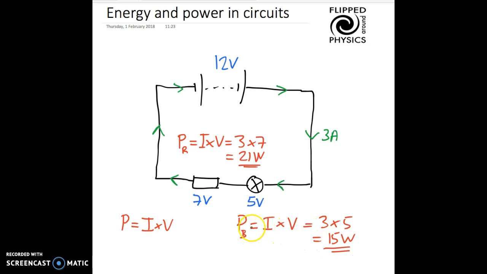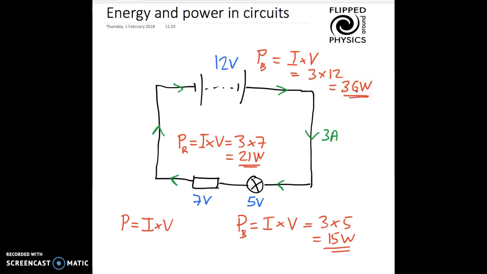So what we're saying is that the energy given out per second by the bulb is 15 joules per second, and the energy given out by the resistor as heat is 21 joules per second. Of course, that power must have come from our battery, so we can also find the power supplied by the battery just using the same formula. P of the battery equals the current times the voltage on the battery. So that's going to be 3 times 12 equals 36 watts.